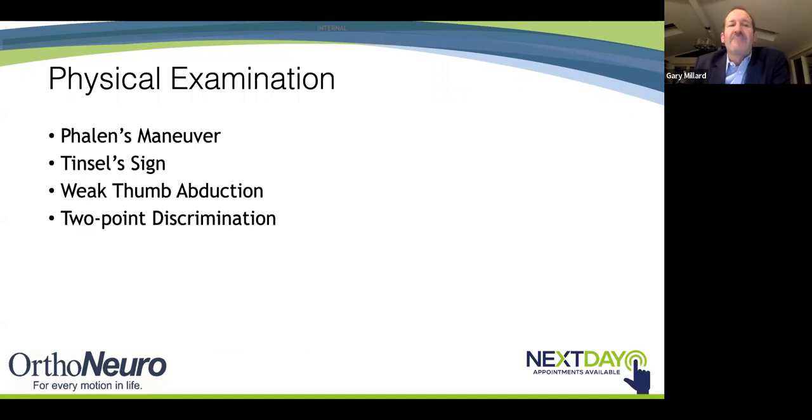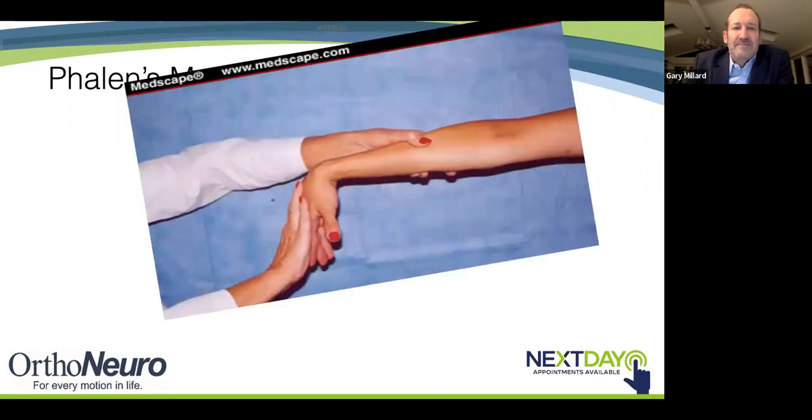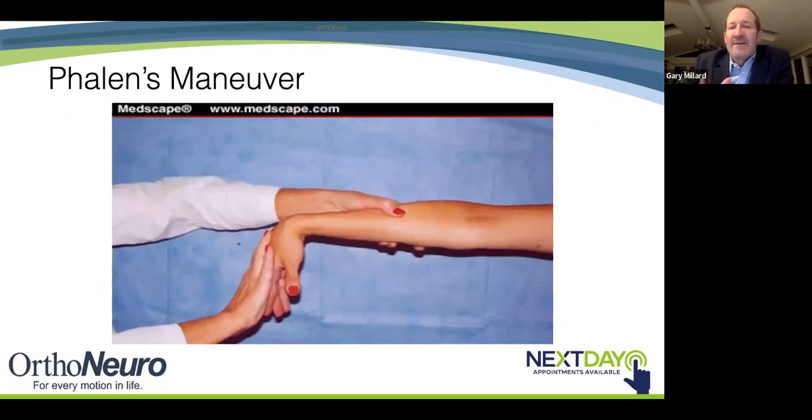For the physical exam, there are a few things that we look for when we examine people, and I'll show you a little bit about each one. First off, the Phelan's maneuver is basically we flex the patient's wrist all the way down to about as far as they can tolerate, or 90 degrees, and hold it there for about a minute to see if the patient's symptoms are reproduced by this.